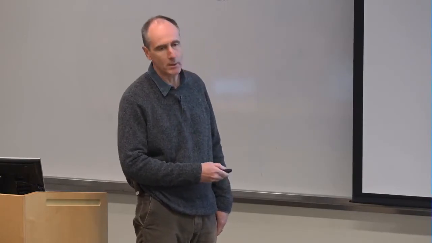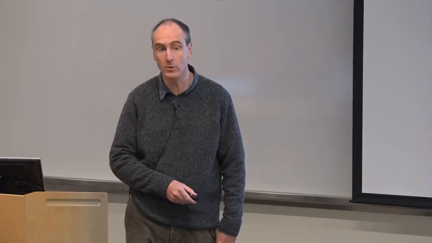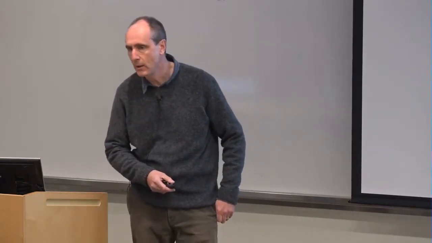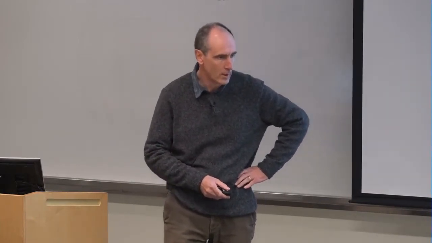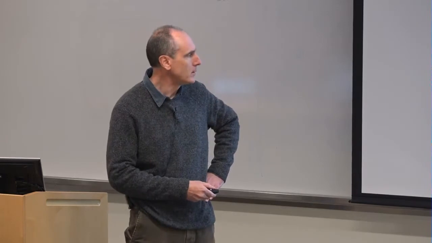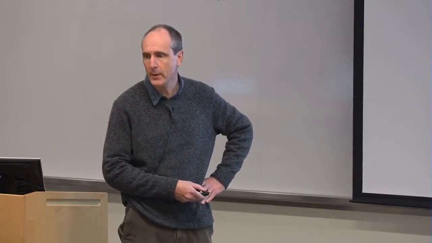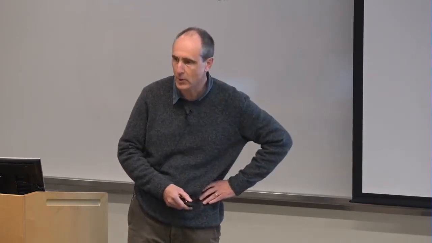And in particular, there is a kind of model for this investigation, which is the case of x_i and y_i which are uniform on the unit cube in R^d. And in this case, the intuition is that the typical distance between n uniform points on the cube is typically of the order of 1 divided by n to the 1 over d. So it is expected that the optimal matching is given by this rate, 1 over n to the 1 over d, to the p if you have the power p on the cost function.